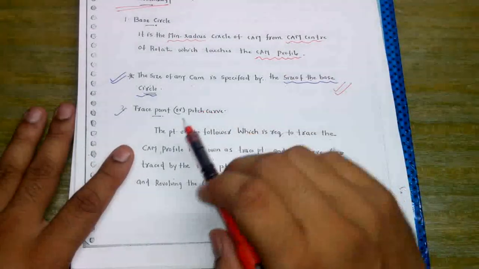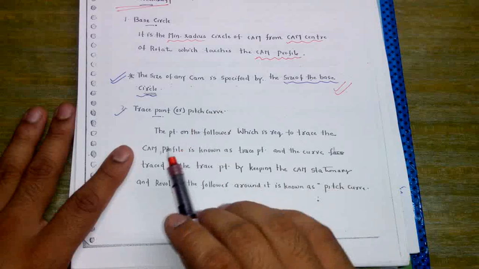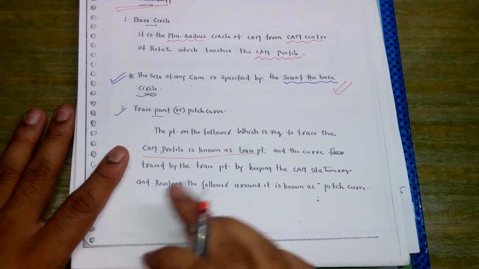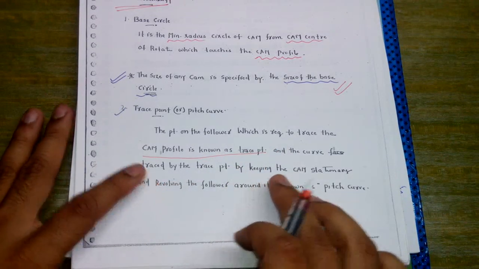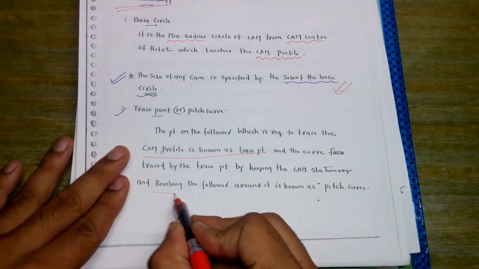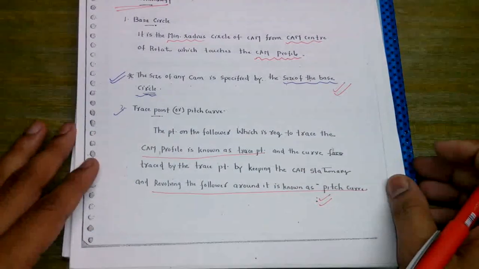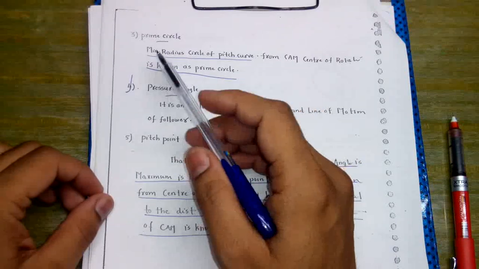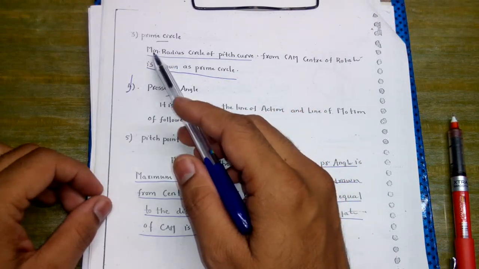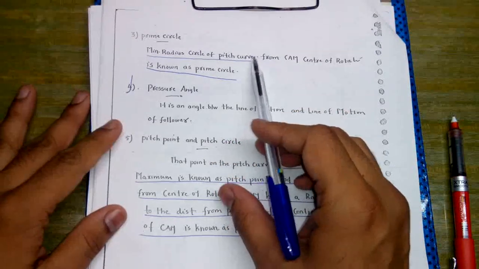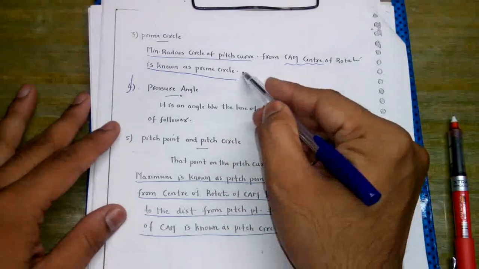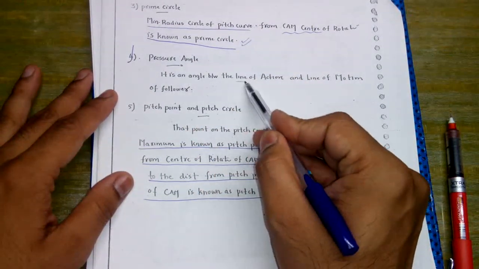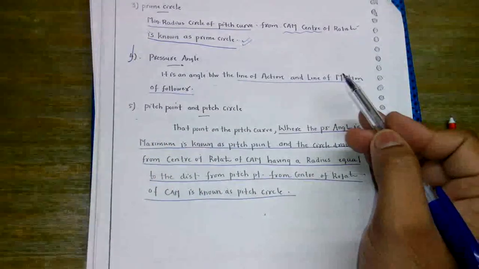Okay, now the next point is the trace point or the pitch curve. The point on the follower which is required to trace the cam profile is known as the trace point, and the curve which is traced by the trace point by keeping the cam stationary and revolving the follower around it is known as the pitch curve. So this is our pitch curve. Next we come to the prime circle, which is the circle drawn corresponding to the minimum radius circle of the pitch curve from the cam center of rotation. And next is the pressure angle. It is the angle between the line of action and the line of motion of the follower.